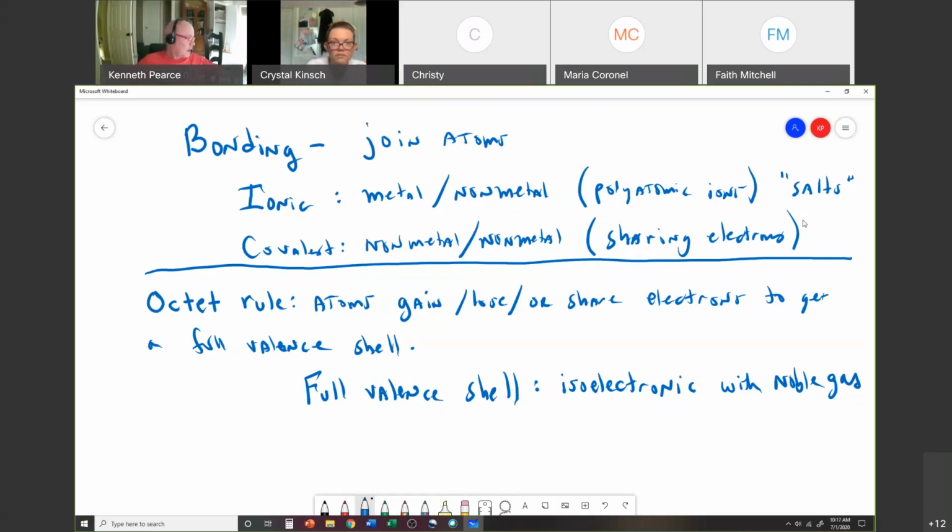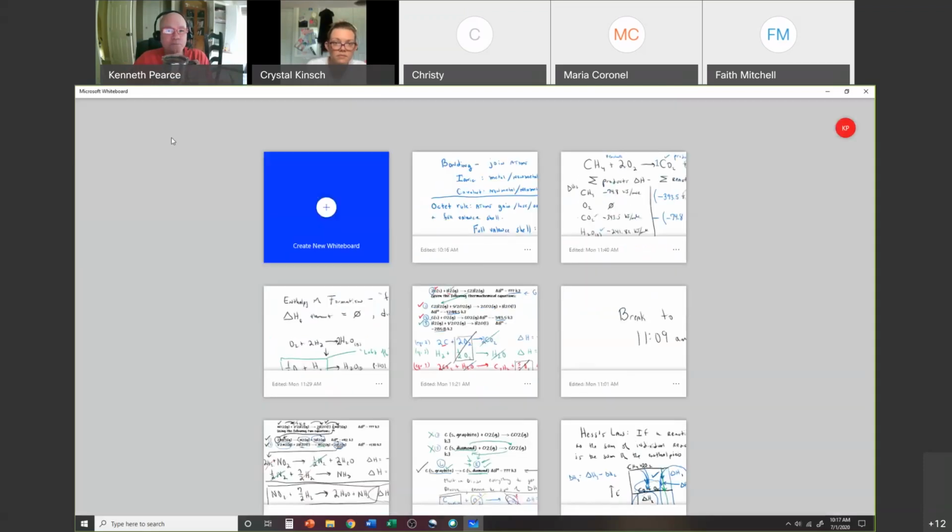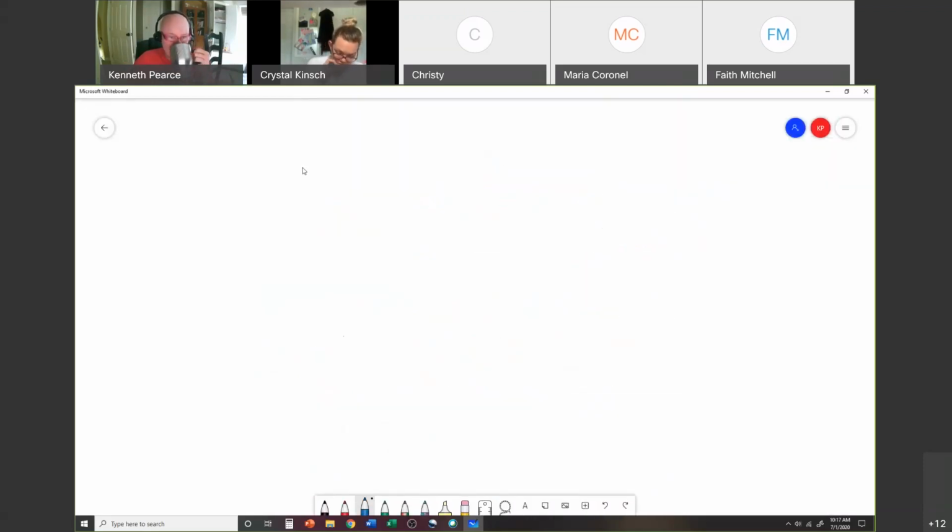When we're making compounds, generally atoms want to have full valence shells, and that's what drives a lot of the forming of bonds. Now, here comes the important stuff, and that is: for ions, what happens?